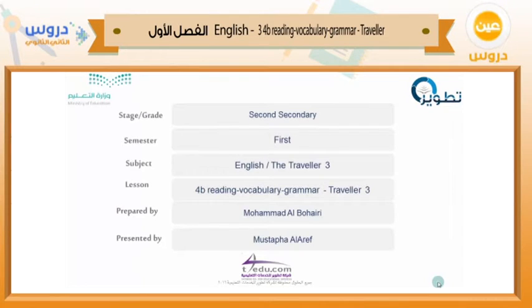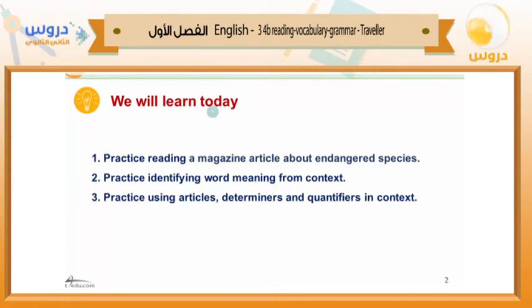Welcome my dear second secondary students for your new lesson for your book The Traveler 3, and today we have reading, vocabulary and grammar. If we get started with what we'll learn today, our objectives are three, as you can see. Number one, practice reading a magazine article about endangered species. 2. Practice identifying word meaning from context. 3. Practice using articles, determiners and quantifiers in context.